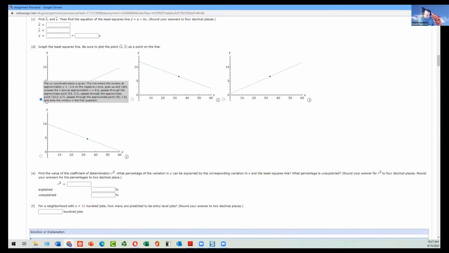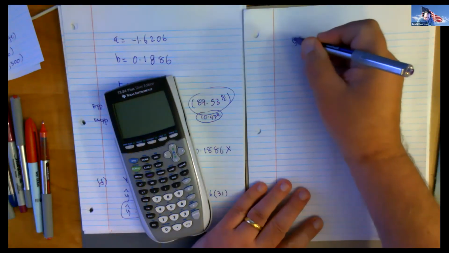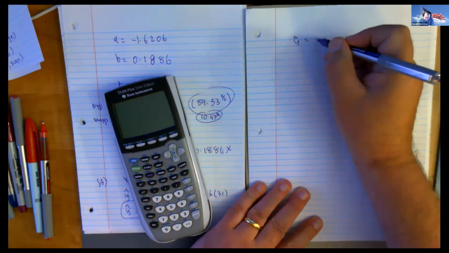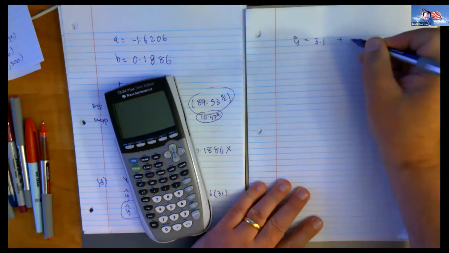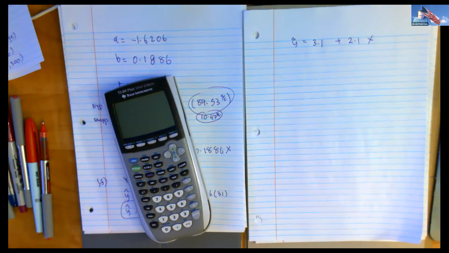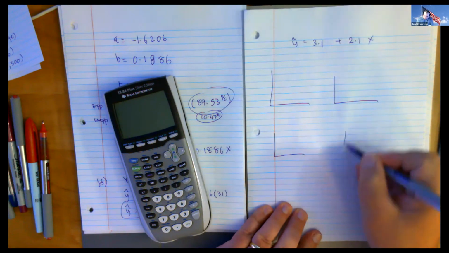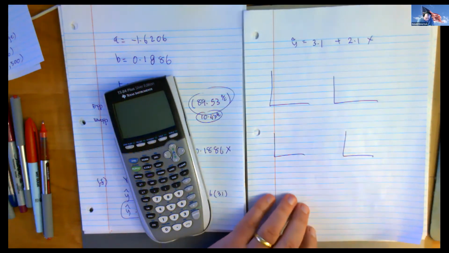Okay, let me try that as an experiment. I'm not going to do a very detailed one because it would take me too long. But imagine I give you the y-hat, and it's 3.1 plus 2.1x, right? And I give you 4 pictures. And only one of these is going to be right, okay?